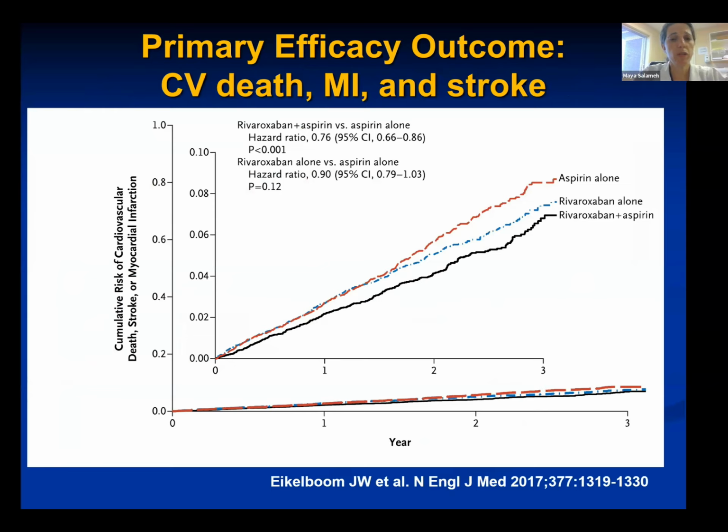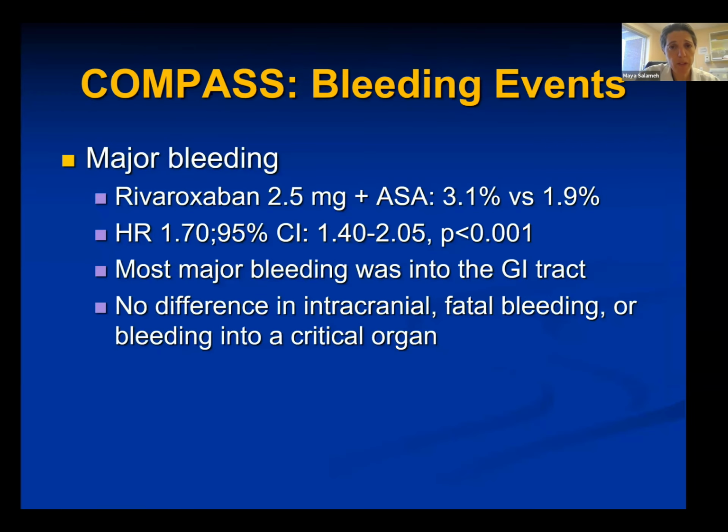So this is the overall result in COMPASS, and you can see that patients who were treated with rivaroxaban plus aspirin had a lower risk of the primary outcome, cardiovascular death, MI, and stroke, compared to rivaroxaban alone and aspirin alone. There was an increase in major bleeding in the patients who were taking rivaroxaban plus aspirin. Most major bleeding was into the GI tract, and notably, there was no difference in intracranial or fatal bleeding or bleeding into a critical organ.